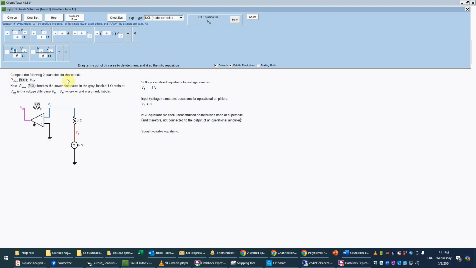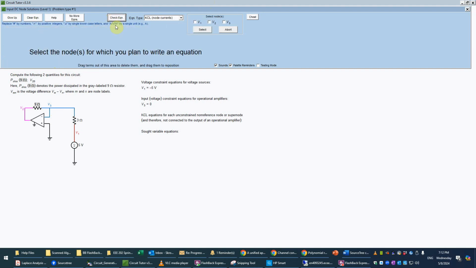So the current going through the 9 ohm will be simply V3 minus V2 divided by the 9 ohms, and then the current going back through the input resistor here will be V3 minus V1 divided by that 3 ohms. And those must add to 0, so we'll check that. And that is correct.